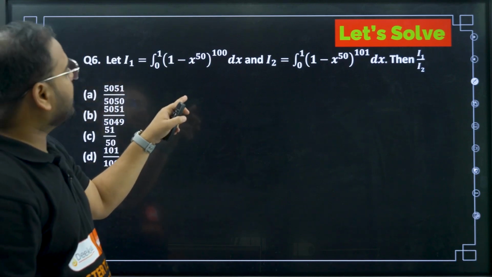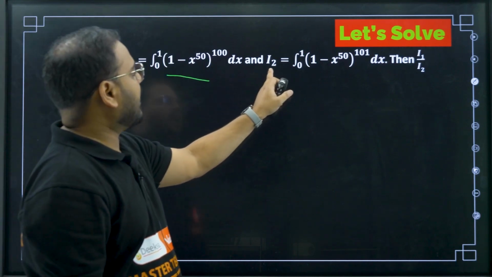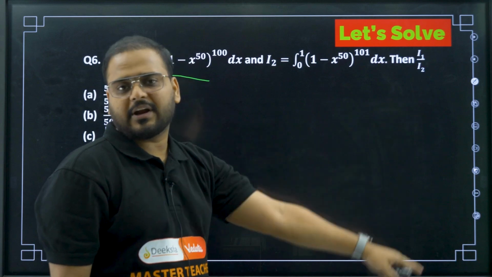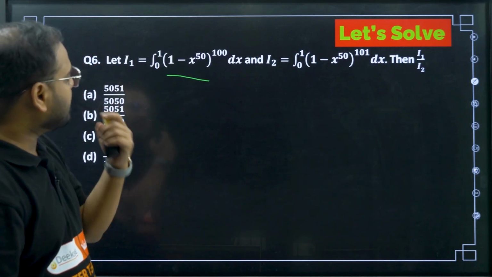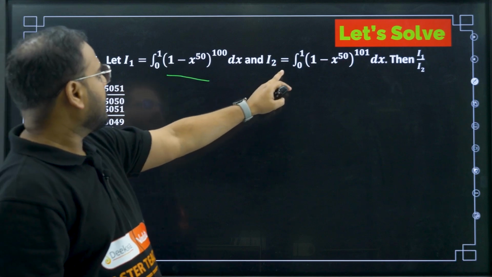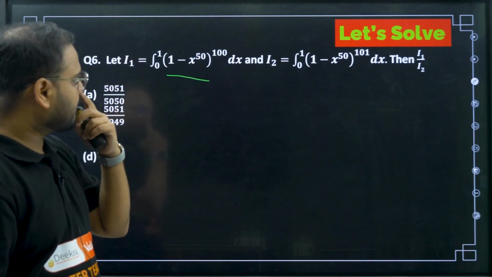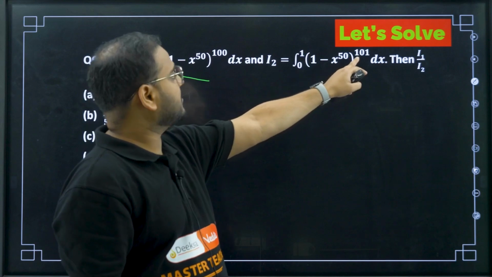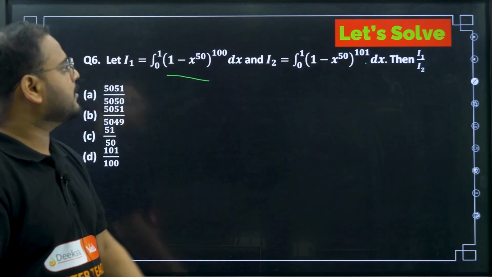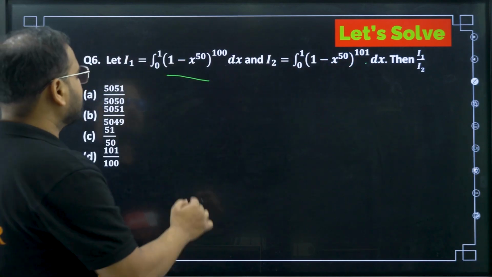Integration, they have given two parts here. I1 equals this integration, I2 equals this integration. Then find the ratio of I1 and I2. All right, so let's see. I'll take I2 first, because I can resolve this somehow in I1, because the power is more over here. If you see here, 101 is there. I can resolve this from here. So let me try to use I2 first.